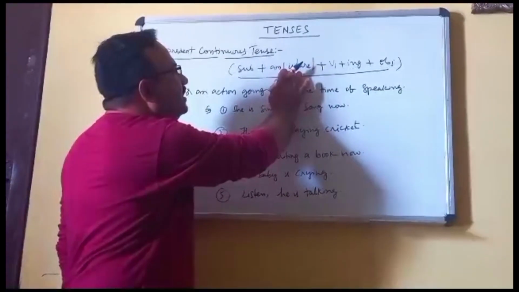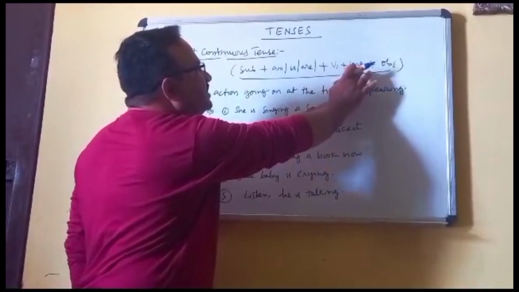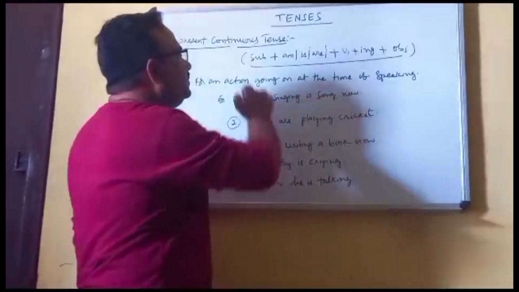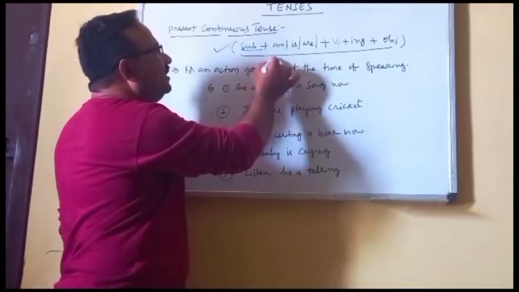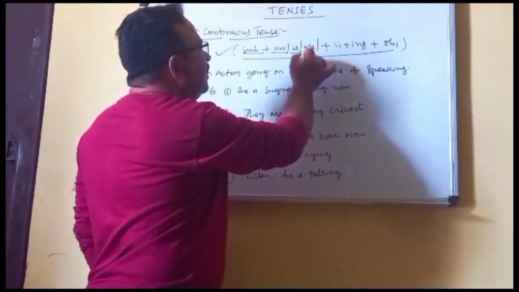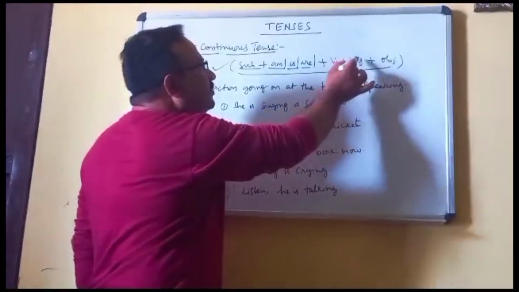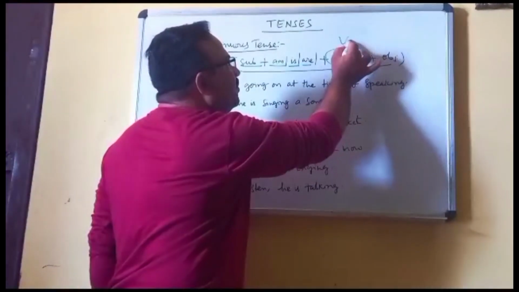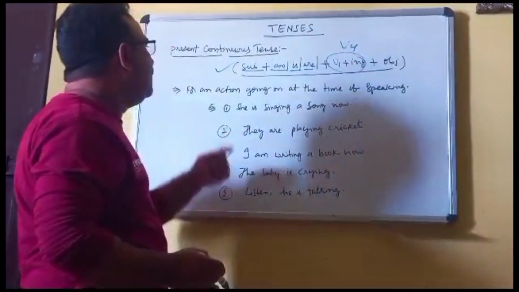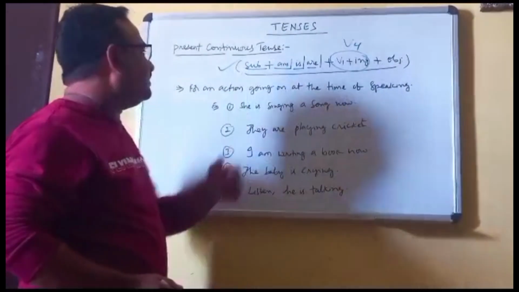Am or is or are plus V1 plus ing plus object. This is the structure. Subject plus am, is or are plus V1 plus ing plus object. V1 plus ing, you can say V4. Okay, so this is the structure.